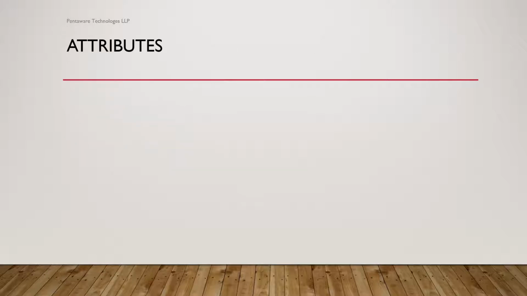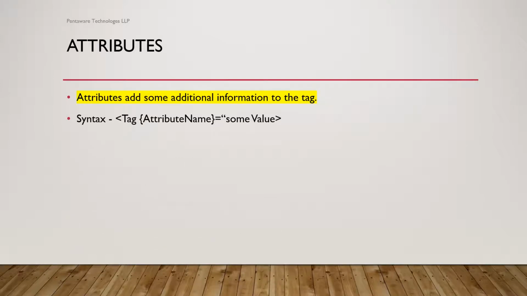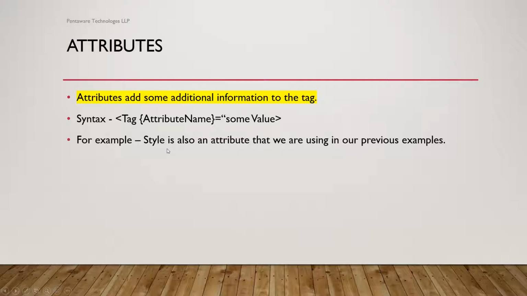So what are attributes? Attributes add some additional information to the tag. The syntax is tag name, then attribute name is equal to some value. For example, style is also an attribute that we used in our previous project. So what do these statements say? Attributes add some additional information to the tag. As we have seen in our examples, we are using style with almost every element like div, headings, or paragraphs.